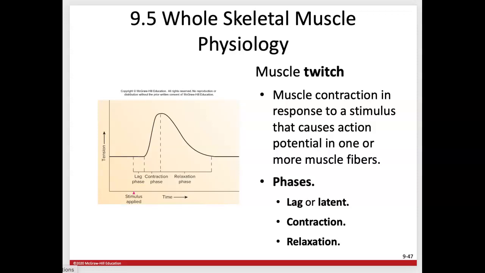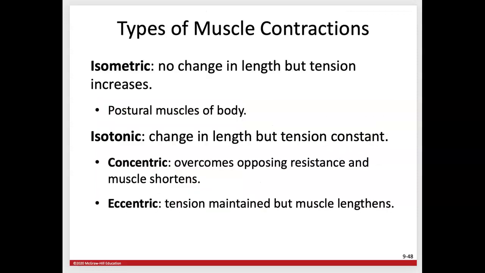So we're going to move on to types of muscle contractions. So we have isometric and isotonic contractions. Isometric is when there's no change in length, but the tension increases. An example of that could be the posture muscles of the body. Isotonic contractions is an actual change in length, but the tension is constant.